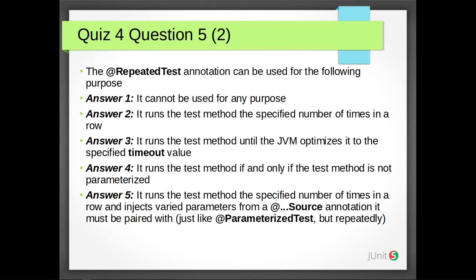Quiz 4, question 5. The @RepeatedTest annotation can be used for the following purpose. Answer 1. It cannot be used for any purpose. Answer 2. It runs the test method the specified number of times in a row. Answer 3. It runs the test method until the JVM optimizes it to the specified timeout value. Answer 4. It runs the test method if and only if the test method is not parameterized. Answer 5. It runs the test method the specified number of times in a row and injects varied parameters from a @Something Source annotation it must be paired with, just like a parameterized test but repeatedly.